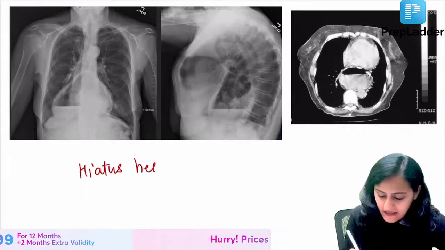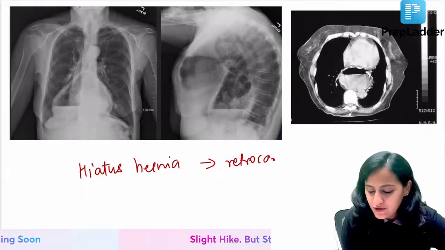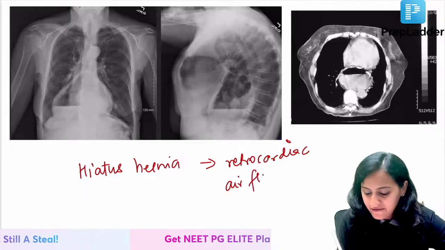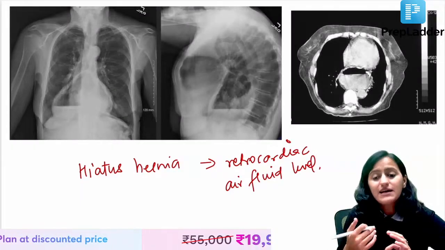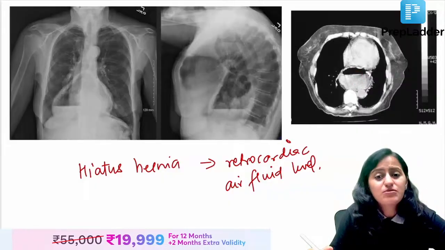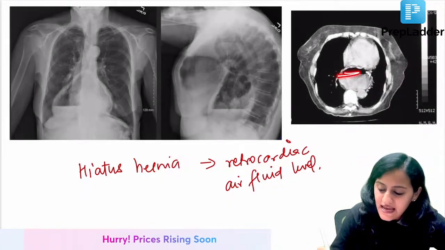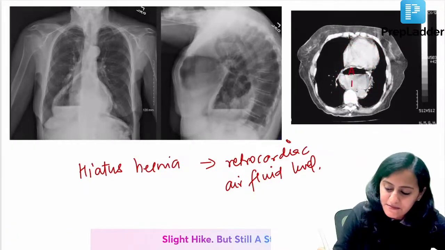Remember, if they give you a description for hiatus hernia, that will be like a retrocardiac air fluid level is seen. Why retrocardiac? क्योंकि esophagus आपको पता है हार्ट के पीछे आता है, लेफ्ट एट्रियम के पीछे. So फिर जब स्टमक भी आ रहा है, so you will see this air fluid level retrocardiac. The air fluid level is present here.